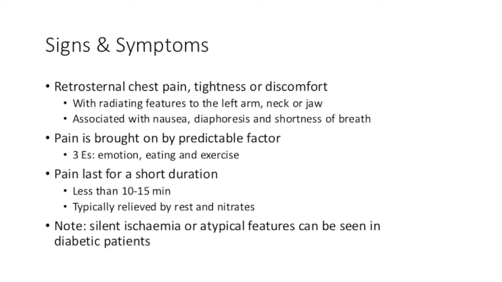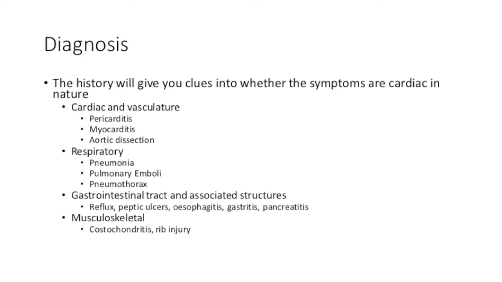In terms of diagnosis of chest pain, there are a number of differentials that you need to keep in mind, but in general the history will give you clues into whether the symptoms are cardiac in nature or of other cause. Some other cardiac and vascular causes that you need to bear in mind are things like pericarditis, myocarditis, and aortic dissection, topics which we'll hopefully cover in the future.